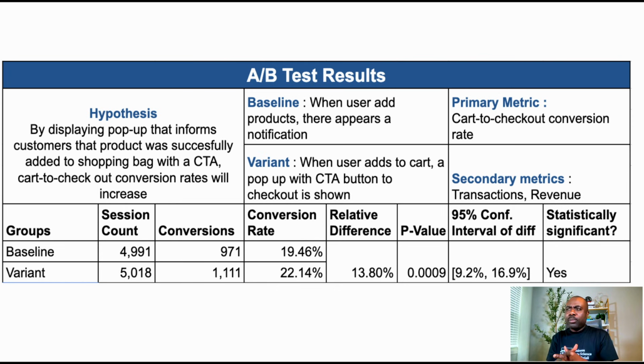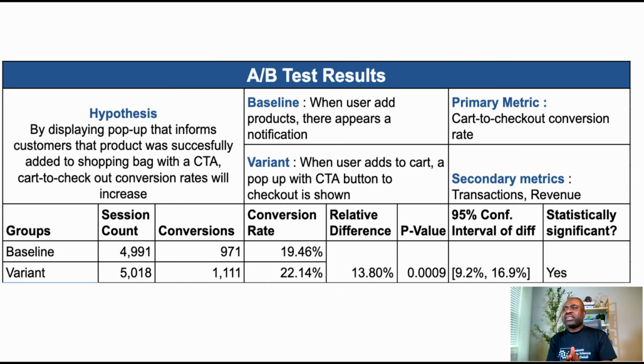Okay, so that's the hypothesis, of course. So the primary metric here is the cart to checkout conversion rate. But of course, there are several other secondary metrics that you could look at. Two of them that we listed here are transactions and then revenue.